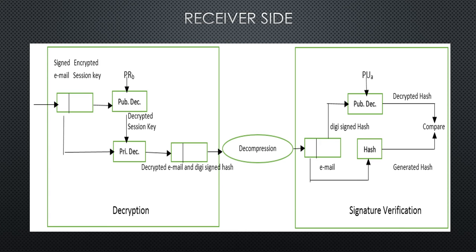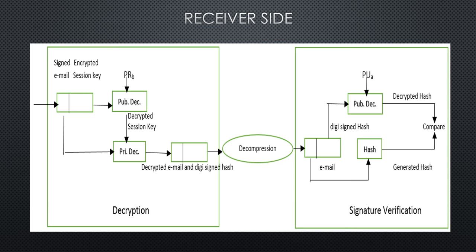This secret key will now act as one of the inputs to private decryption IDEA algorithm for decryption of email and digitally signed hash. These two will also act as the input to private decryption IDEA algorithm. The output of this step will be decrypted version of email and digitally signed hash. The output of this whole decryption process should be provided as input to the zip algorithm for decompression. From the output of the decompression, we will get the digitally signed hash and the original email.